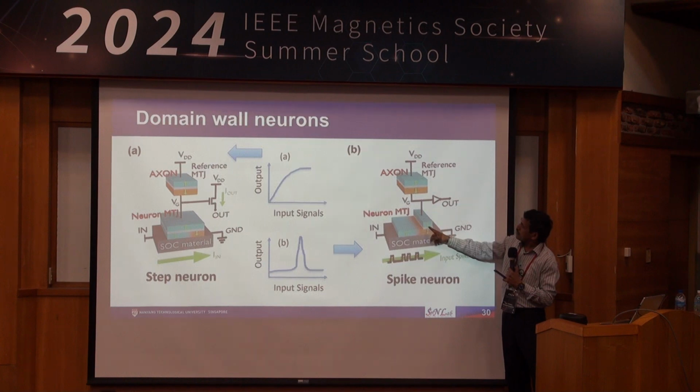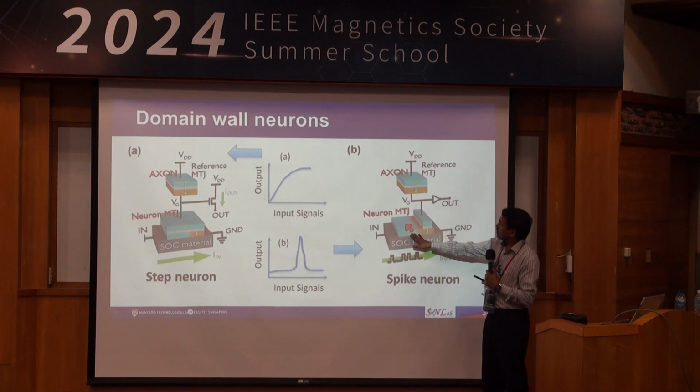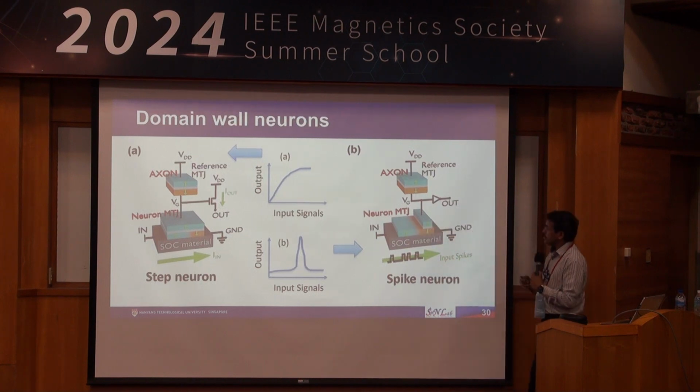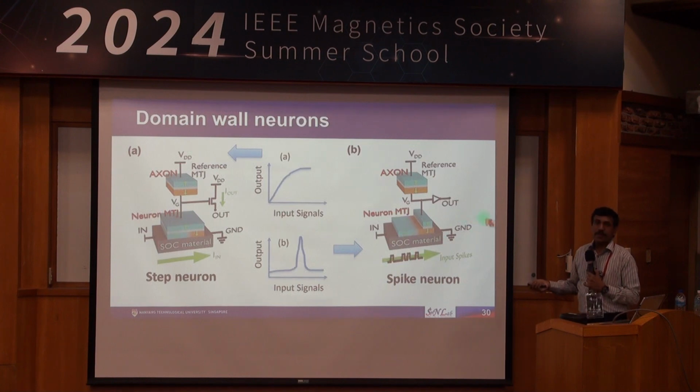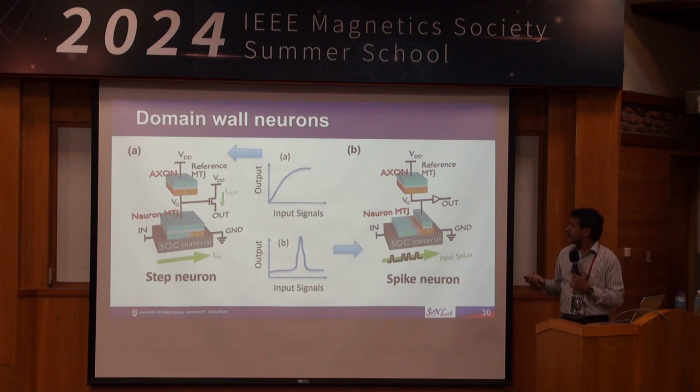And the reference layer exists only on one side. So when the domain wall moves from left to right, nothing happens for a long time. But when the domain wall moves to this side, then you will see a change in signal which will produce a spike. So that's why we call this a spike neuron. And for neuromorphic computing, we prefer spike neurons because neuromorphic computing is a kind of spiking neural network.